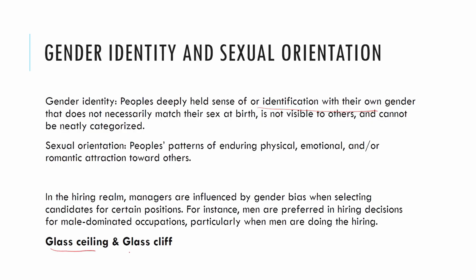People's pattern of enduring physical, emotional or romantic attraction towards each other is considered sexual orientation. There are two terms I have written down: glass ceiling and glass cliff. Glass ceiling refers to the notion where people do not hire female employees for higher positions or roles in the organization, because they consider male members to be more efficient and more effective for those assignments.